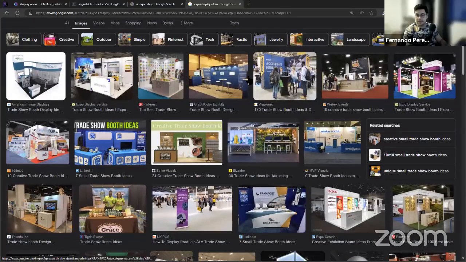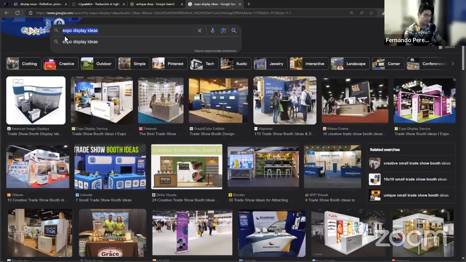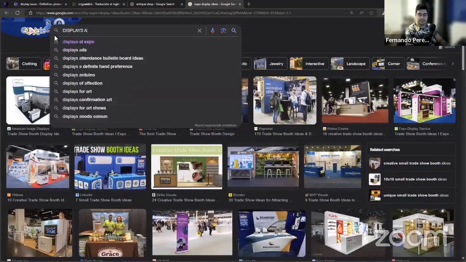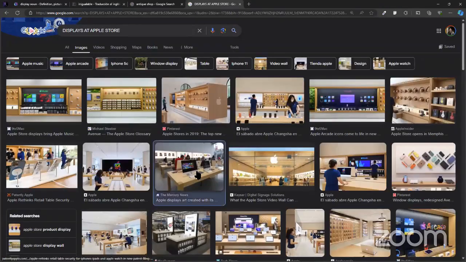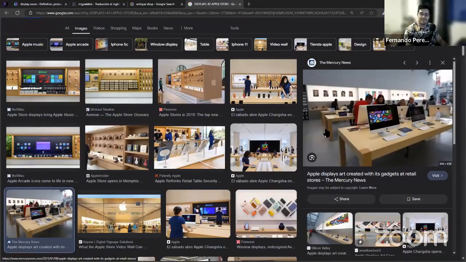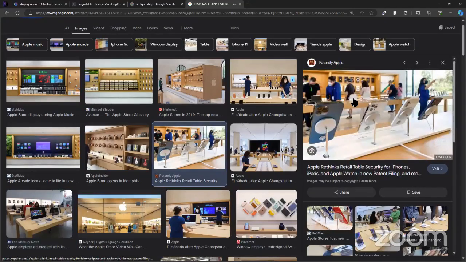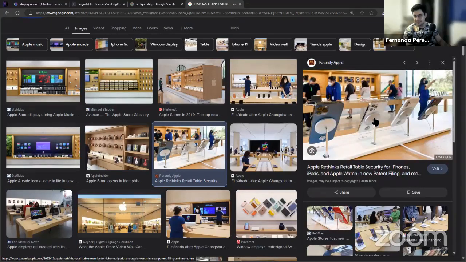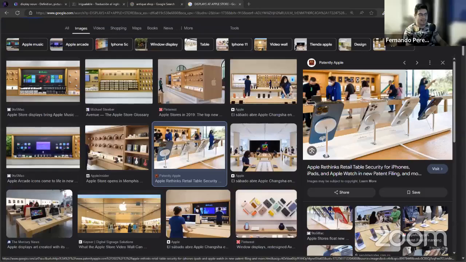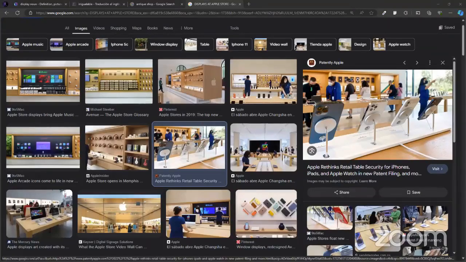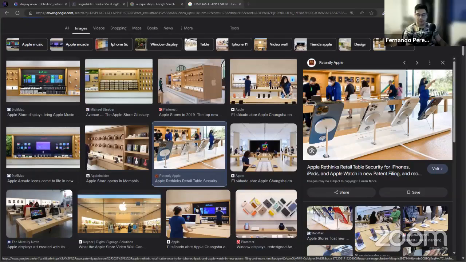The best example is displays at the Apple Store. Muestra? I don't speak Spanish, I don't know. But of course, look at this. These phones, this is the display of the iPhone. You see? That's the one. Okay, thank you. Now, display, that's the best definition I can give you.